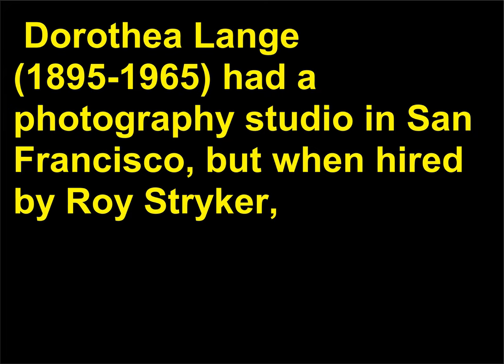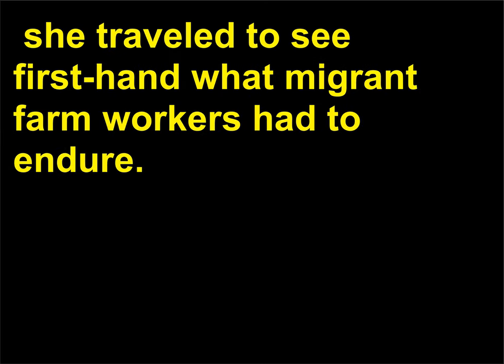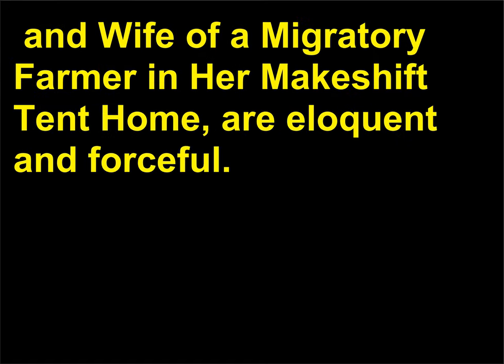Dorothea Lange, 1895-1965, had a photography studio in San Francisco, but when hired by Roy Stryker, she traveled to see firsthand what migrant farm workers had to endure. Her photographs, including Migrant Mother, 1936, Migratory Cotton Picker, 1940, and Wife of a Migratory Farmer in her makeshift tent home, are eloquent and forceful.